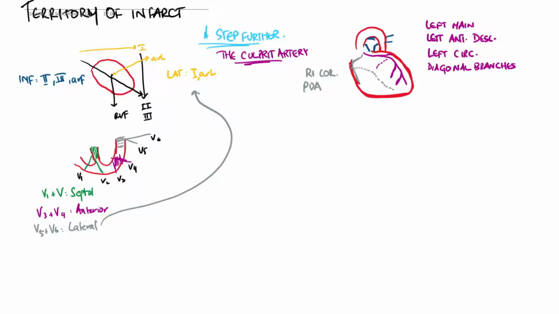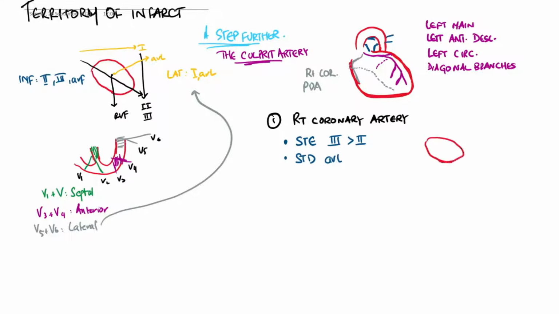So the first thing we want to do is identify when the culprit artery is a right coronary artery. So the right coronary artery is mainly supplying the right side of the heart. So you want to see ST elevation which is greater in lead 3 as compared to lead 2. Now, why does this happen? It happens because lead 3 is more in line with the right side of the heart as compared to lead 2. And you will have some degree of ST depressions in lead AVL, which is basically showing you the reciprocal changes.